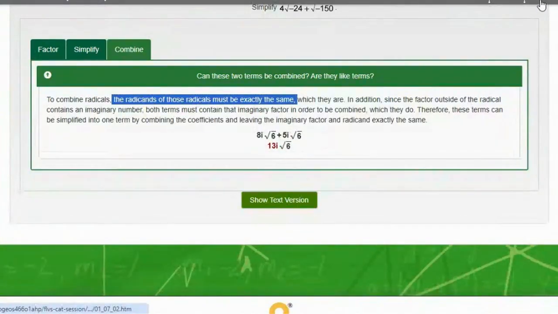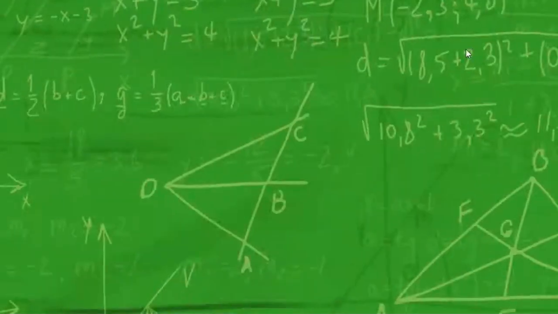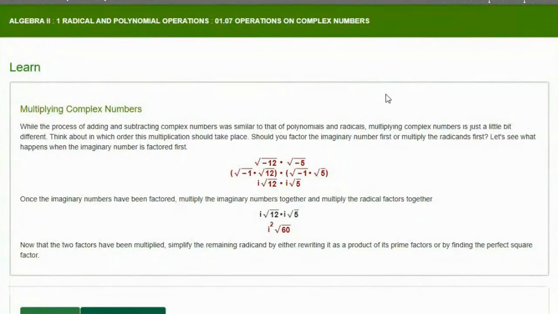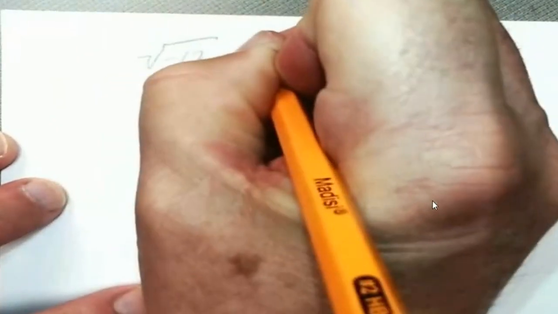Kind of cool. All right, let's go to page 2. Multiplying complex numbers. All right, we'll do their example. So they're multiplying the square root of negative 12 times the square root of negative 5.